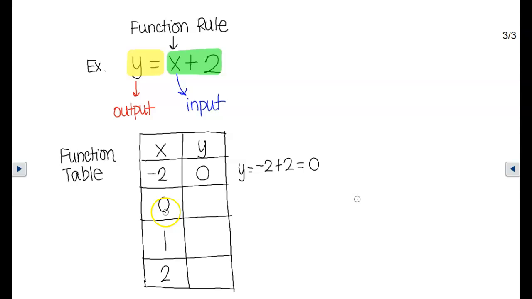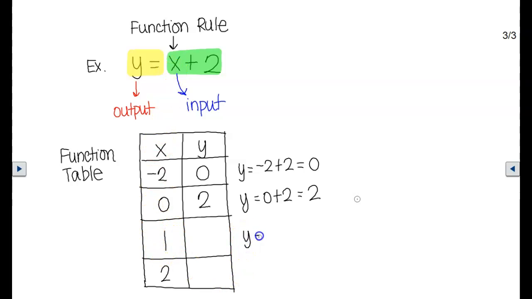So next I'll input a 0 where this x is. So that'll make this y equals 0 plus 2. When I do what this says, 0 plus 2, I get 2 as my answer. So y is equal to 2. So 0 is connected to 2. So notice how this equation is connecting the x that I put in with a y value that it puts out. All right, so next I'll input 1 for this x.